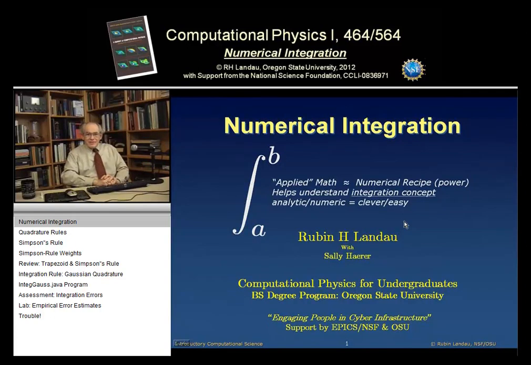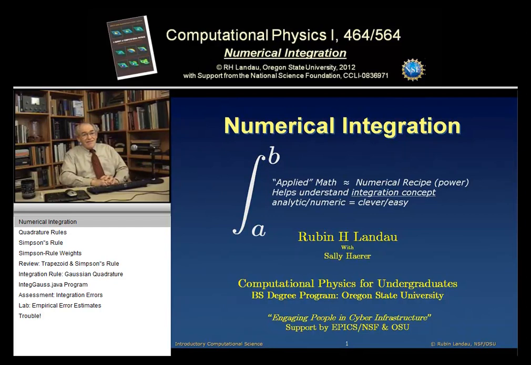Well, welcome back to the office again. Today we'll talk about numerical integration. And this is very much one part of the course dealing with the applied mathematics. We don't get into too many applications with physical systems, but we'll talk about applied mathematics.